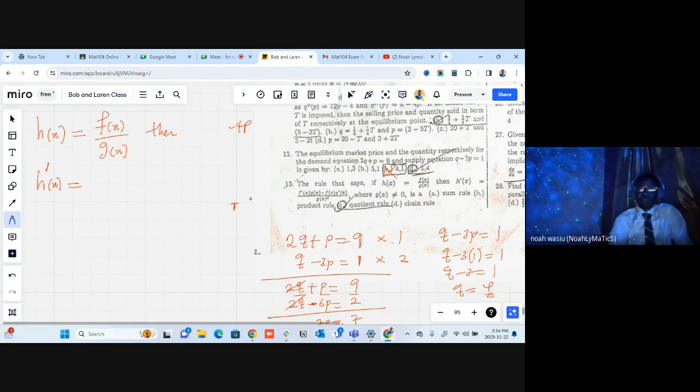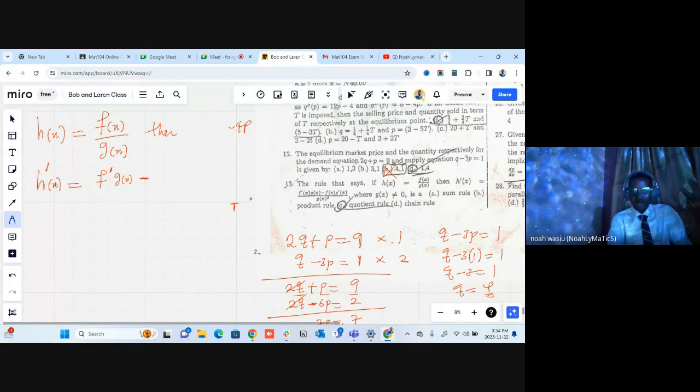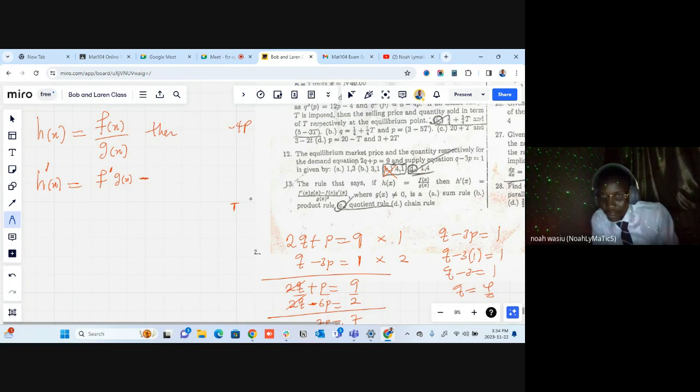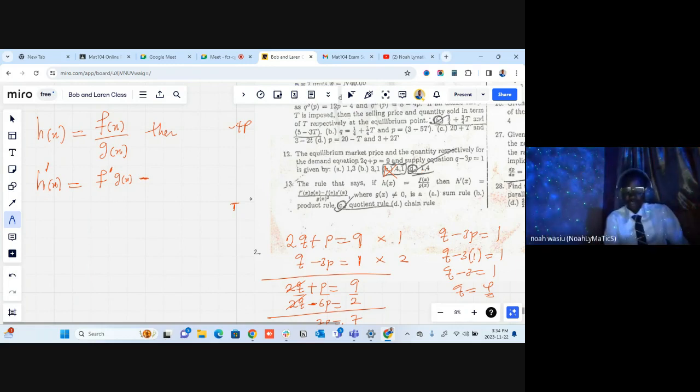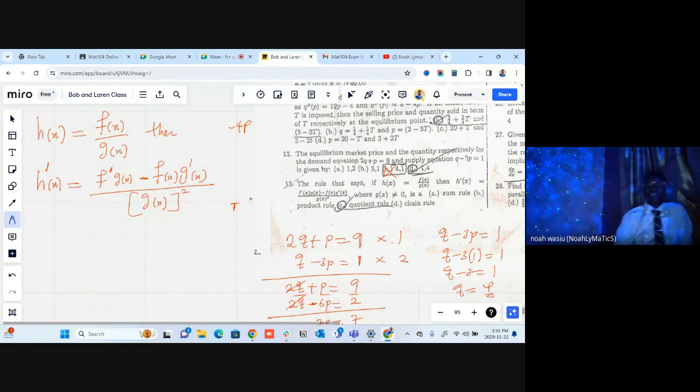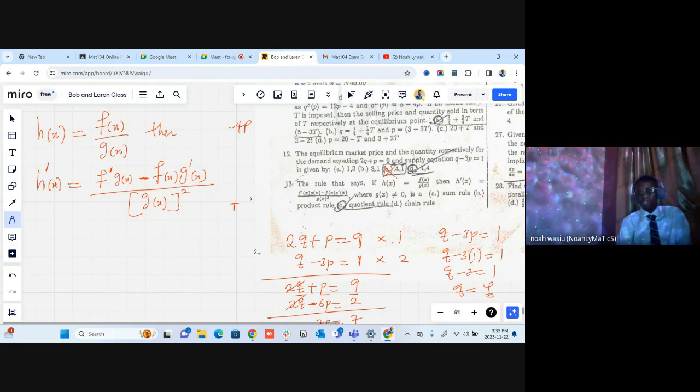Which says you now have the upper part prime, the down part minus the down part. What am I saying? v u prime minus u, the upper part, v prime, over g of x all squared. Which rule says h prime is equal to this expression? Is it sum rule, product rule, quotient rule, or chain rule?